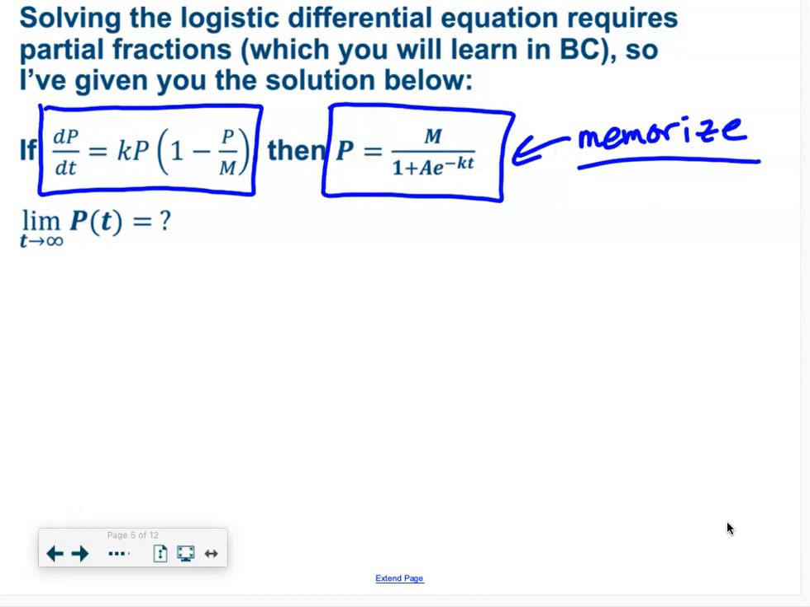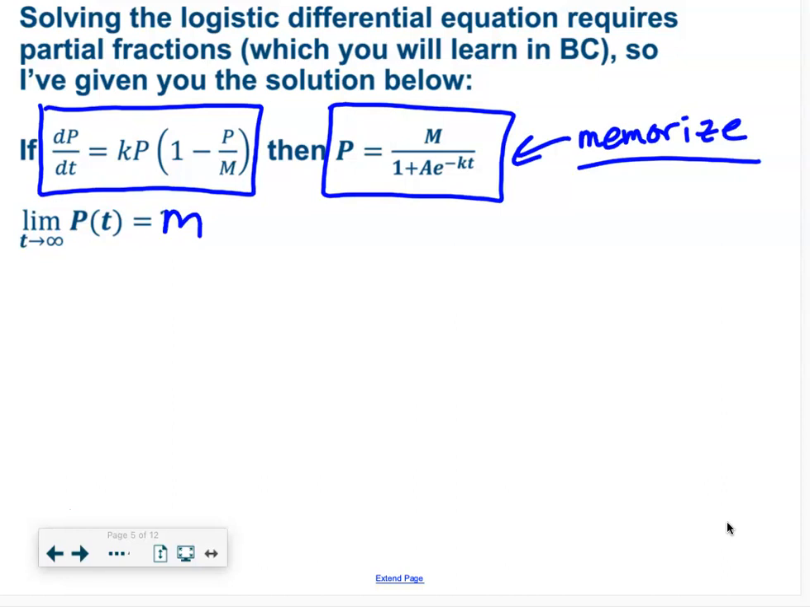So dP/dt equals kP times (1 minus P over M). M is your carrying capacity. K is your growth rate. If that is true, then P equals M over (1 plus A e to the negative kt). For all of these, what's the limit as t approaches infinity of P(t)? It's M, the carrying capacity. All right, everyone have these down correctly? Make sure you wrote them right.